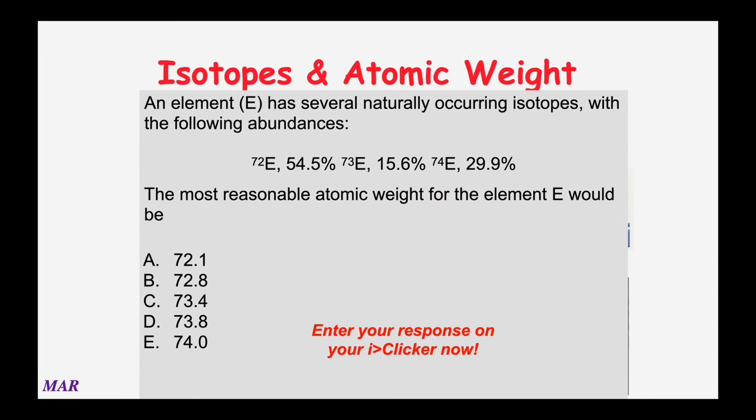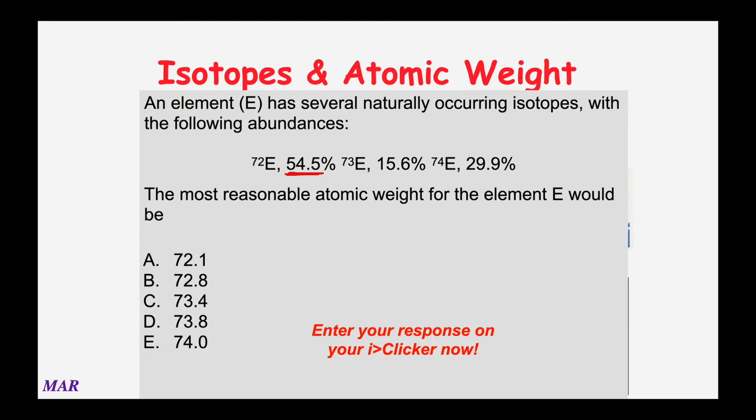Here's a problem. You've got 3 different isotopes, all right, 72, 73, and 74, and it's some random element E, okay? And the question is, which of these is the most reasonable atomic weight? And you can see there's 72.1, 72.8, 73.4, 73.8, 74. Okay, so when I see a problem like this, I start off by looking for which isotope is most abundant. And you can see that the most abundant one is definitely 72. So the atomic weight is going to be closest to 72 because it's the most abundant, all right?